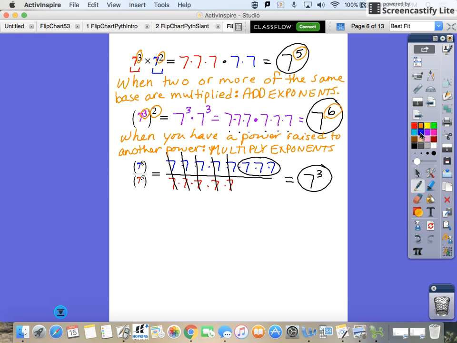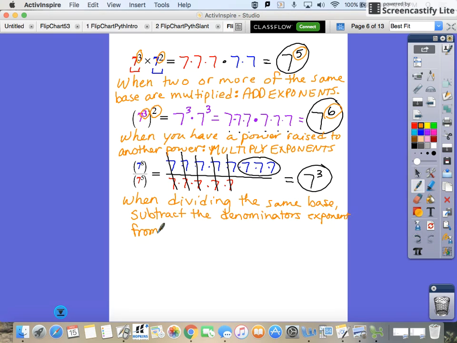And the last example, if you have two of the same base being divided, you will subtract the power in the numerator and the power in the denominator. Sorry about that. So basically what we have is 8 minus 5 gives us 3.